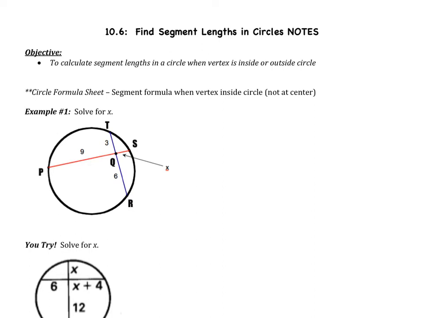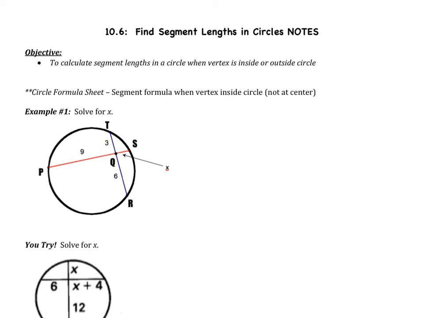Today's figures are going to look a lot like yesterday's figures because the vertex is inside or outside the circle. But this time, instead of calculating angle measures, we're going to calculate segment measures. We're going to jump right in with our circle formula sheet.